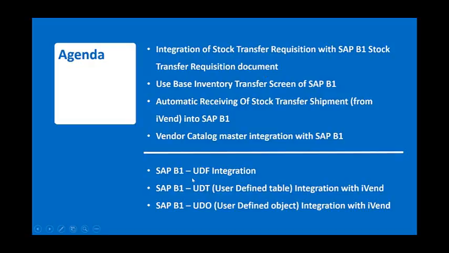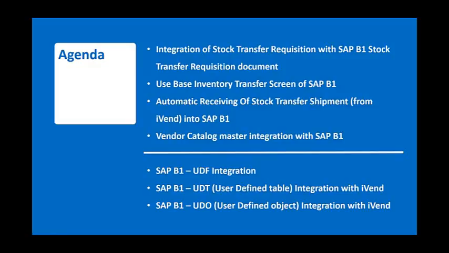The second part will cover UDF integration. That's a simple thing. UDT, again, that much more simple. And the UDO, we're using the UDO functionality of SAP Business One and trying to get these UDOs back into iVend. The only caveat here being the fact that the integration is from Business One to iVend as far as the UDF, UDT, UDO is concerned. It's from B1 to iVend and not the other way around.